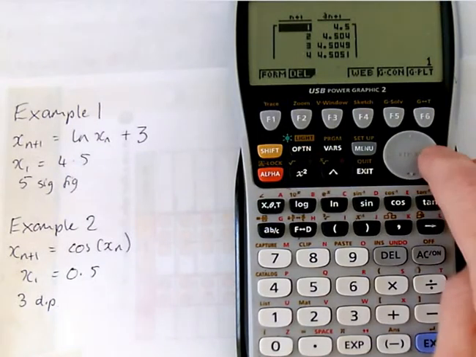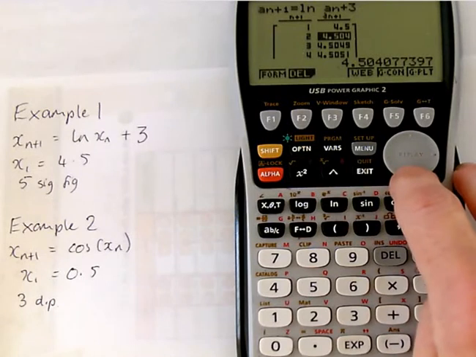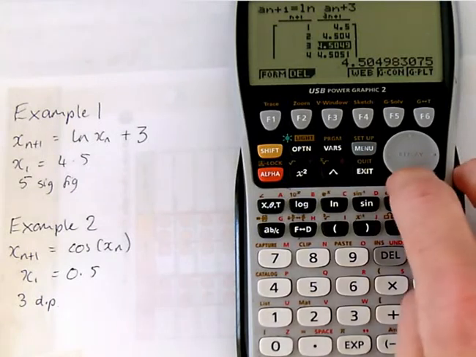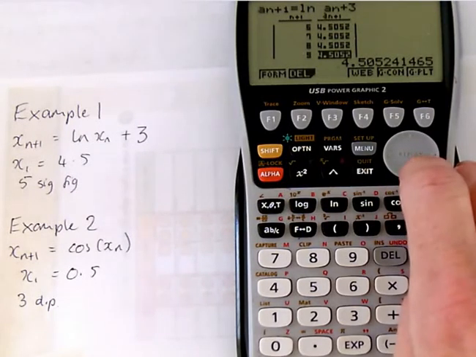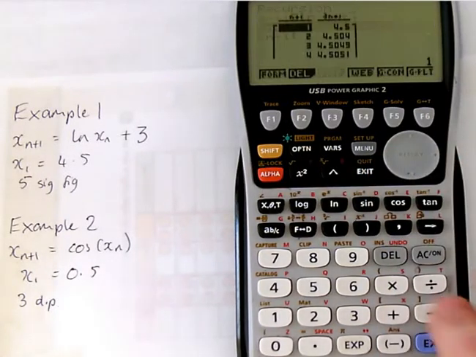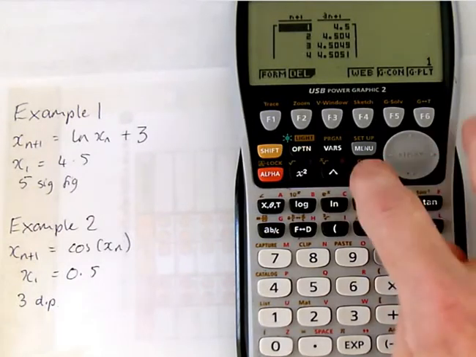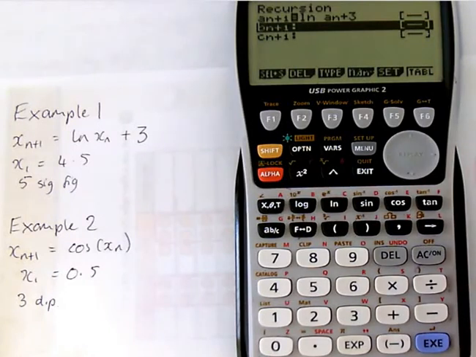So I've got my first term is 4.5, my second term is 4.504, my third term is 4.5049, and so on. I really like this format because you can keep track of how many iterates you've done. All you have to do is look across on the left to see which iterate you're onto. Okay, let's try the second one. Let's pop it in the B's just for fun.